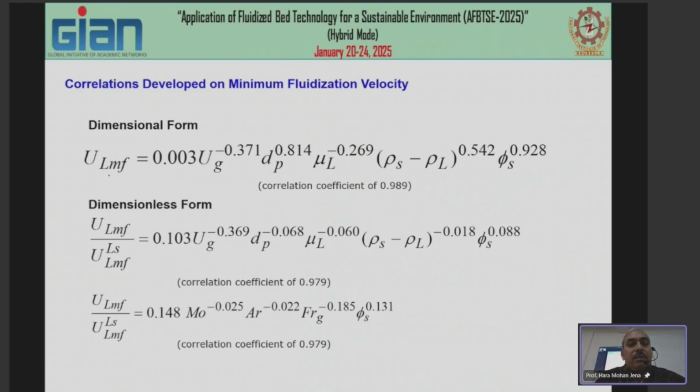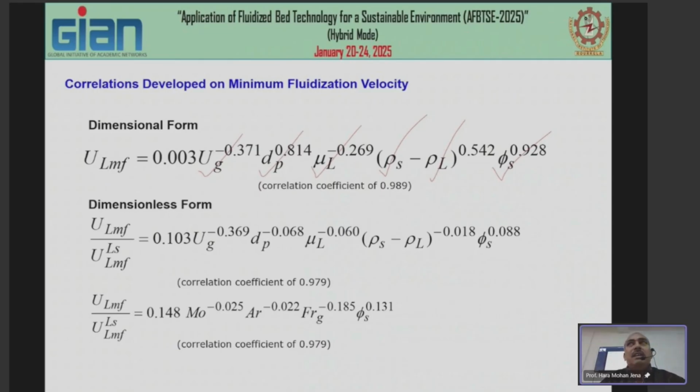So the liquid minimum fluidization velocity, as we have discussed, depends upon the gas velocity, particle size, liquid phase viscosity, density of the solid particles, density of the liquid, and your shape factor. One thing is missing here, which was there, the gas phase density. For the gas, unless it is a compressed gas, the density of the gas does not change much, as far as the solid to gas density difference is concerned.